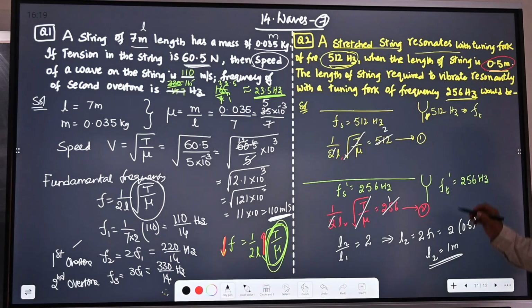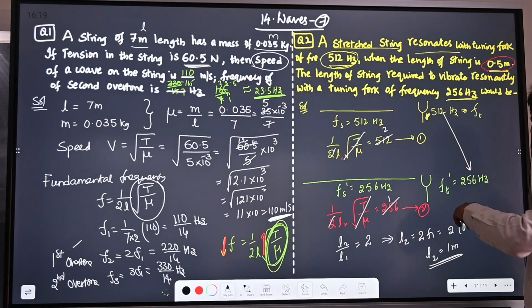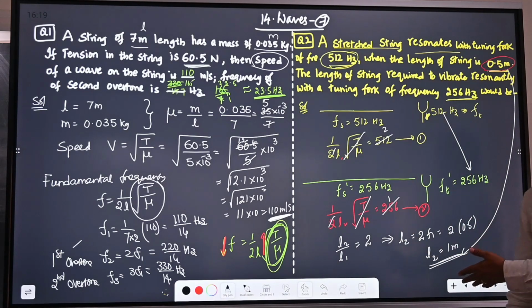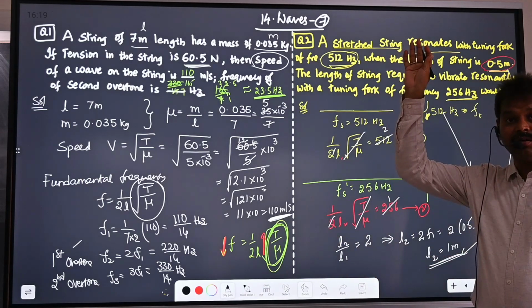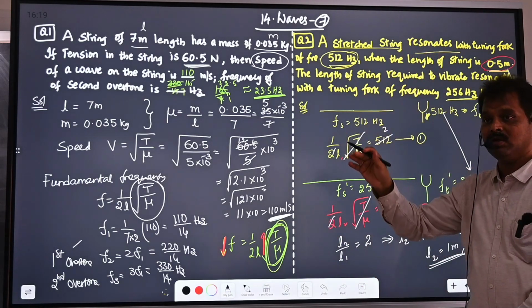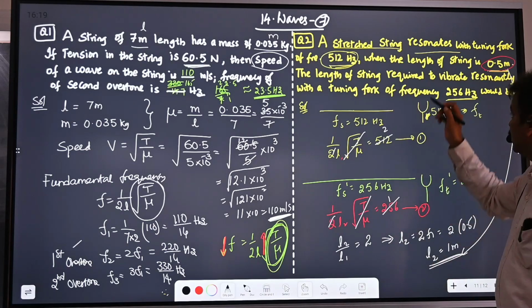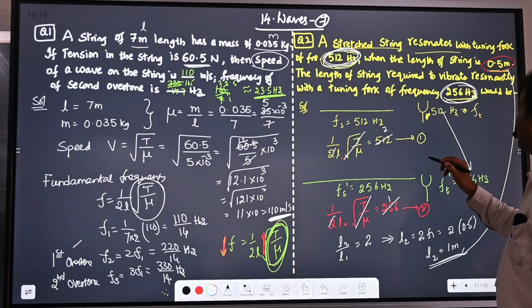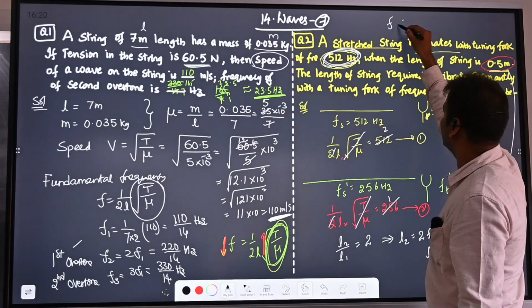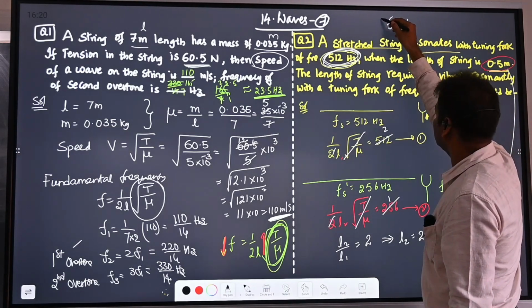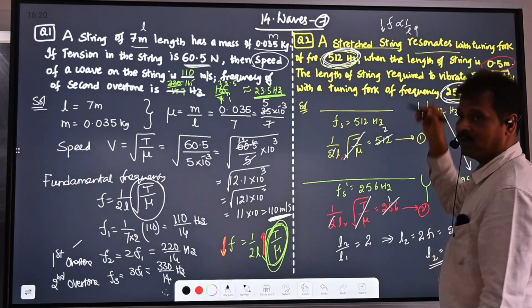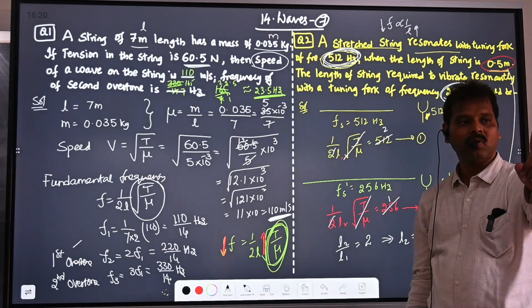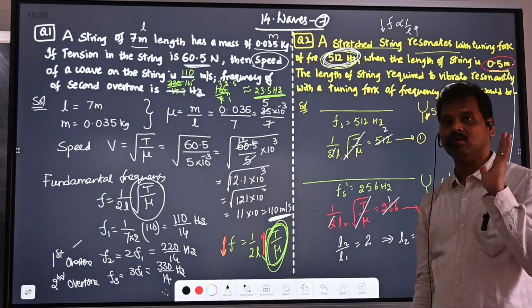When the frequency is halved, length should be double. Without solving the problem also, by just memory, with common sense, we can say first frequency 512, second frequency half, and according to the formula, frequency is inversely related to length. Answer: 0.5 into doubled, 1 meter. This is without solving the problem.